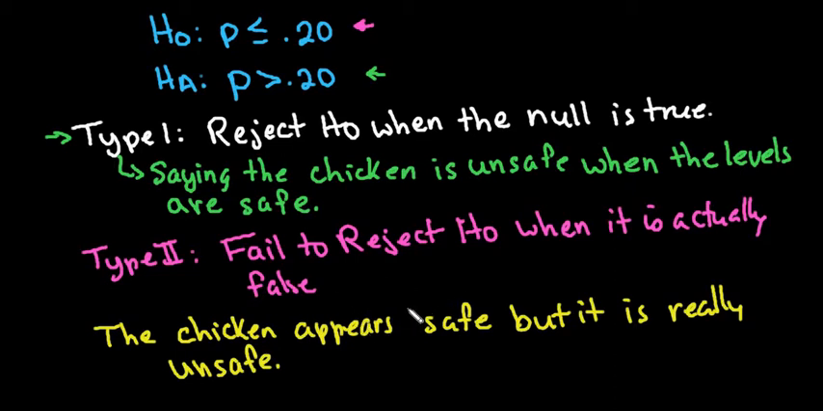So hopefully this helps to clear up what a type 1 and type 2 error is for you. Remember, type 1 is when we reject the null when the null is actually true and we shouldn't have rejected. And a type 2 is we fail to reject the null when it is actually false. And almost always the type 2 tends to be more severe because with type 1 we typically catch it when we do further testing.